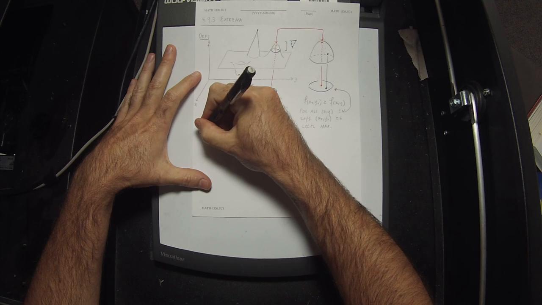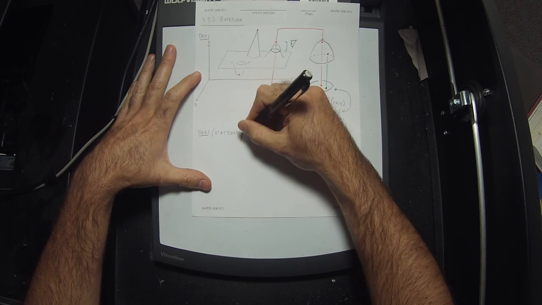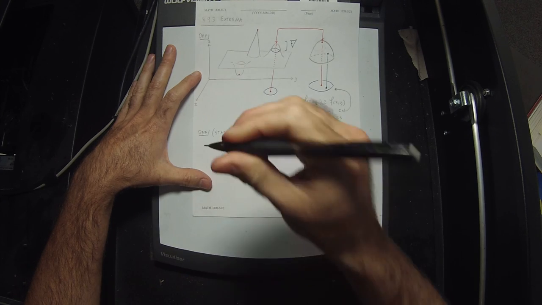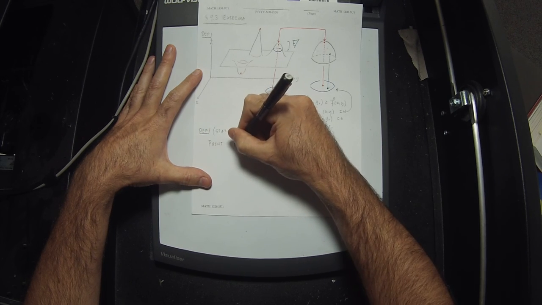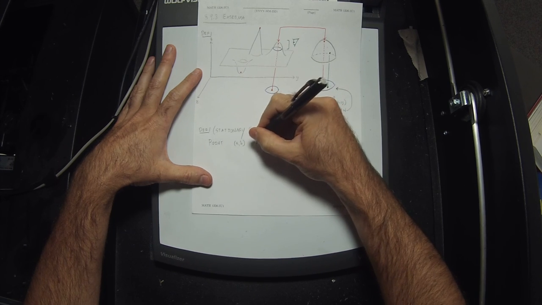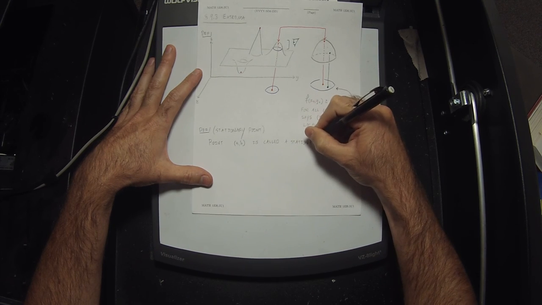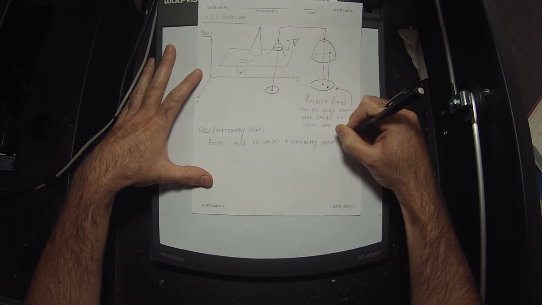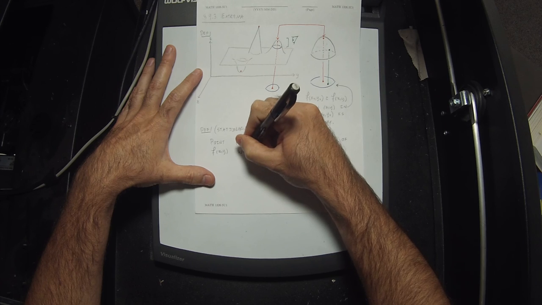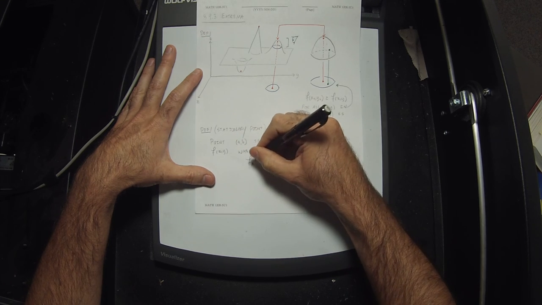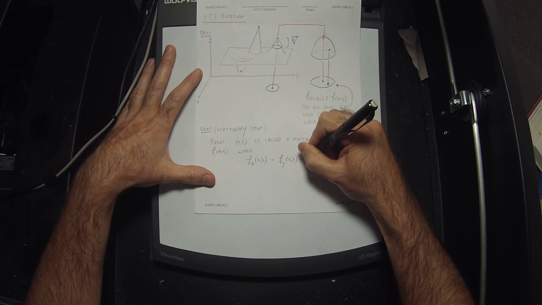So this is the definition of a stationary point. A point (a, b) is called a stationary point of f of x and y when the x partial at (a, b) is equal to the y partial at (a, b) is equal to zero.